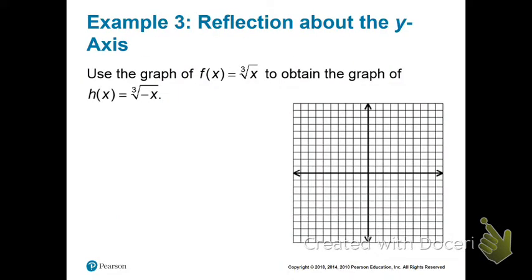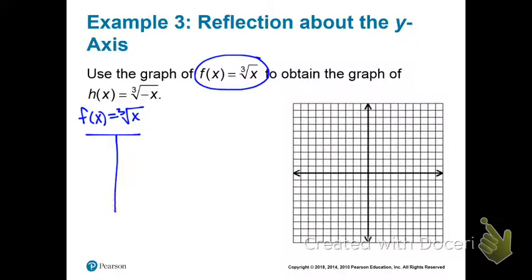Okay, moving on. In example 3 here, it says we're going to use the graph of f of x equals the cube root of x, that's our parent one, to obtain the graph of h of x equals the cube root of negative x. So the cube root, we had a parent table for it, and again, remember it's a radical, so we didn't use our normal -2 to 2. So make sure you look back at it if you need to.